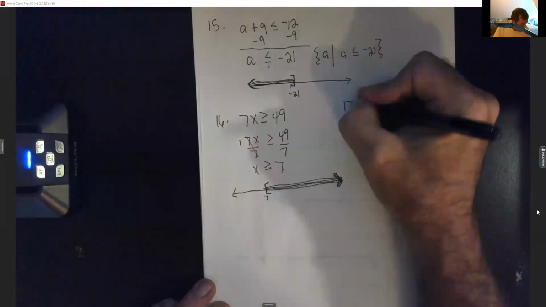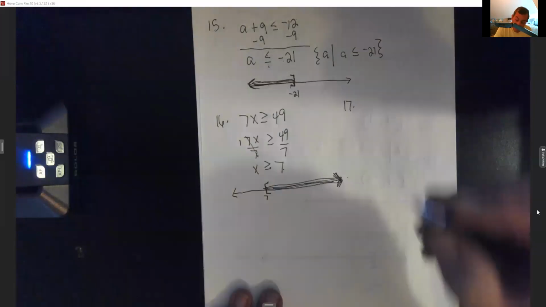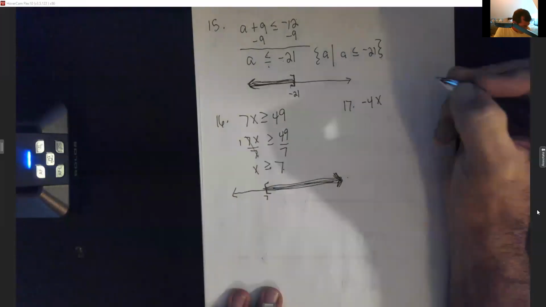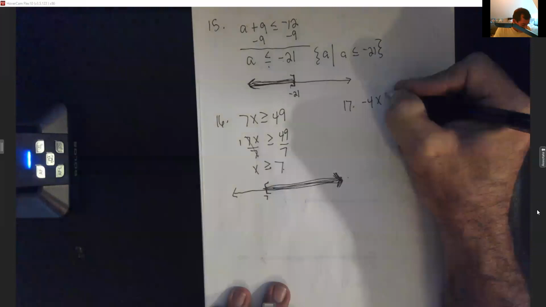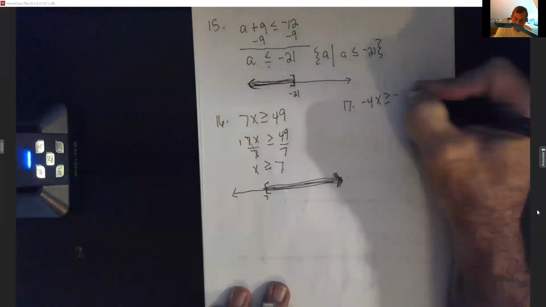All right, I'm going to do 17 right here. Now watch this one. I got negative 4x greater than or equal to a negative 2.8.